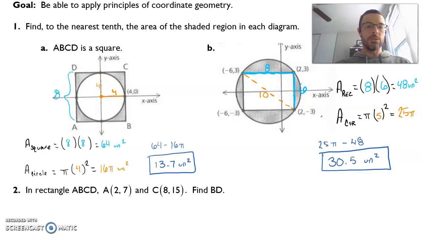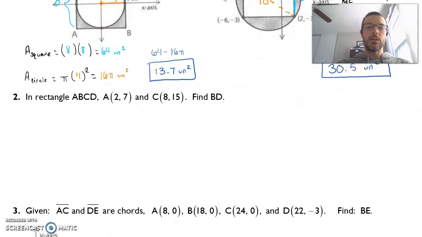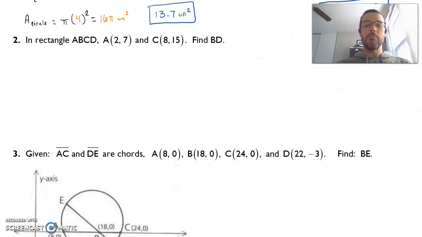Okay. And in number 2, in the rectangle ABCD, we know A and C. See if you can find BD. Again, when we don't have the segment bar above there, we're looking for the length of BD.